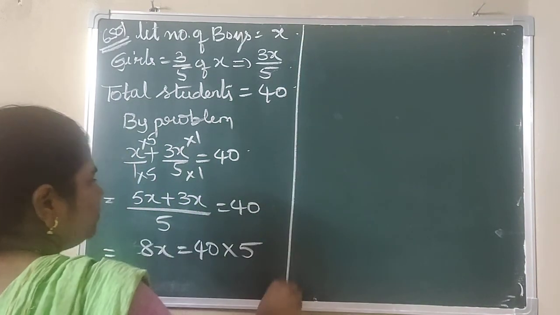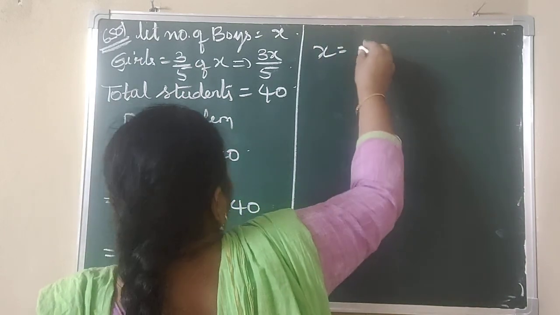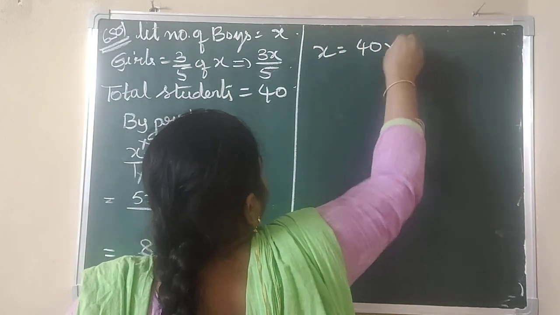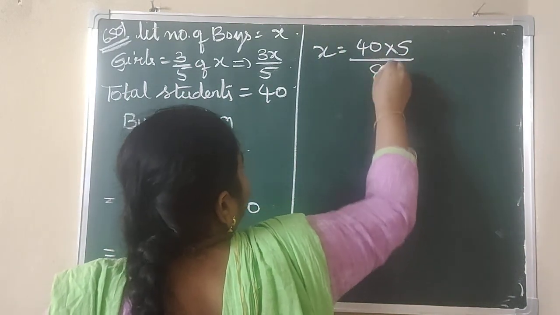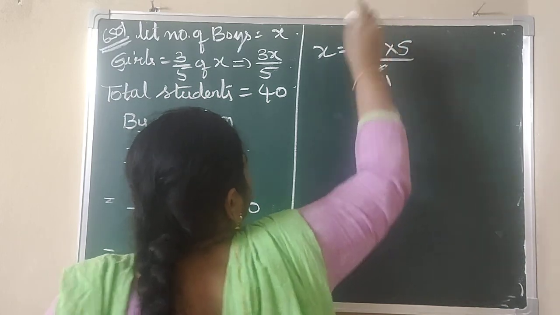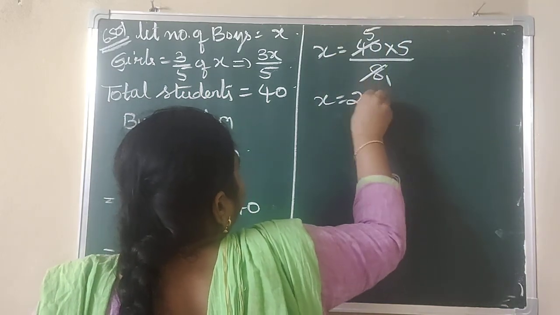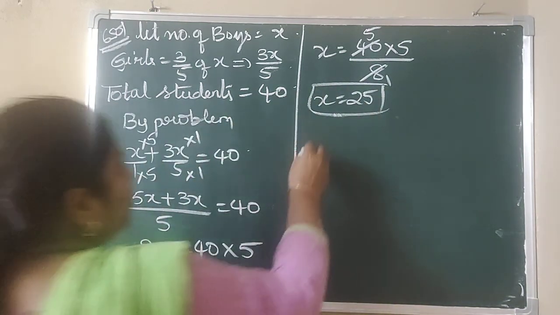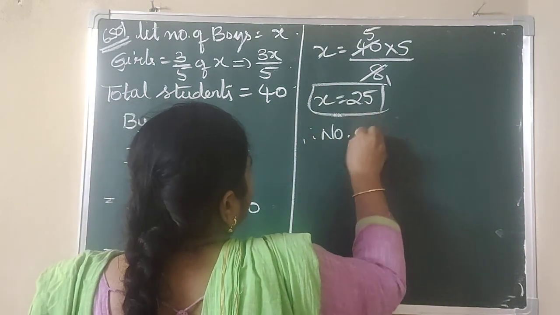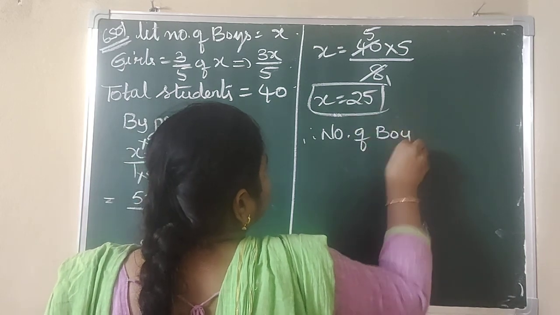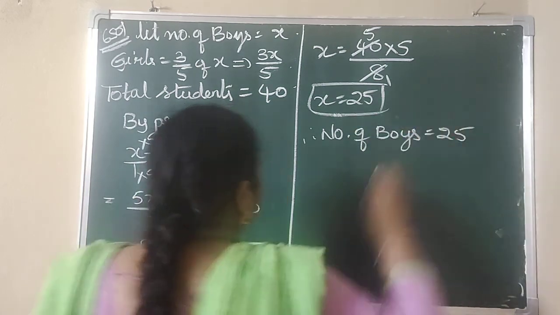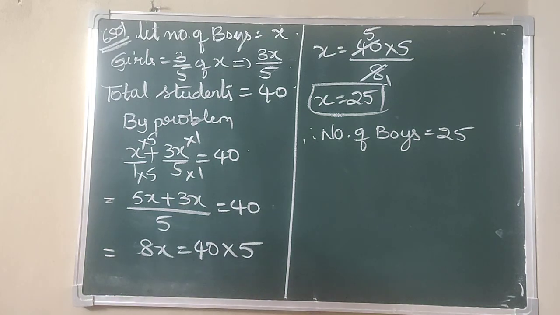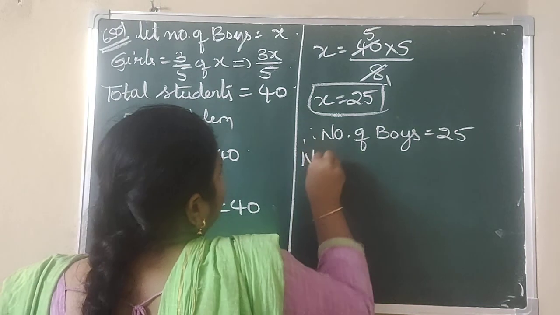Now transpose this 8 to the other side, that will become division. So x will be equal to 40 into 5 by 8. 8 ones are 8, 5s are 25. So x is 25. So number of boys is 25 here. Therefore number of boys is equal to 25. Now we have to find the number of girls. So how many girls are there?